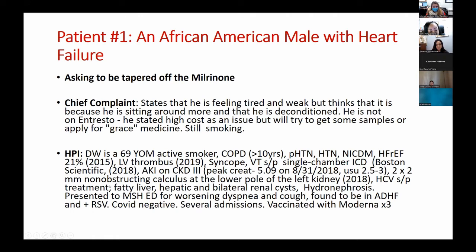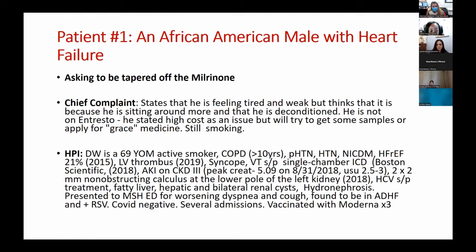So he remained an active smoker throughout this time, smoking about 6 cigarettes a day. He already carried the diagnosis of COPD for about 10 years and pulmonary hypertension. He had high blood pressure, hypertension as well, and you're going to see that that's going to be important, so keep that in your memory.